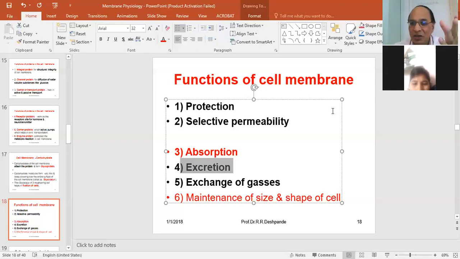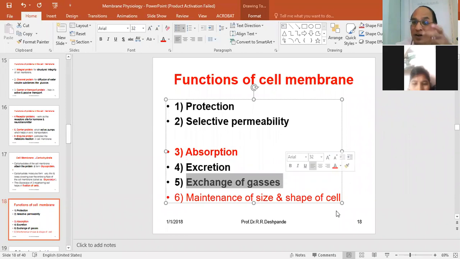Absorption, excretion. Then exchange of gases. Just now I have told you, O2 and CO2 are exchanged in the alveolar cell membrane. Then maintenance of size and shape of the cell. A typical shape is there. Biconcave, non-nucleated is the structure of RBC. Do you know? It is non-nucleated, but biconcave. So each and every cell has its typical shape.